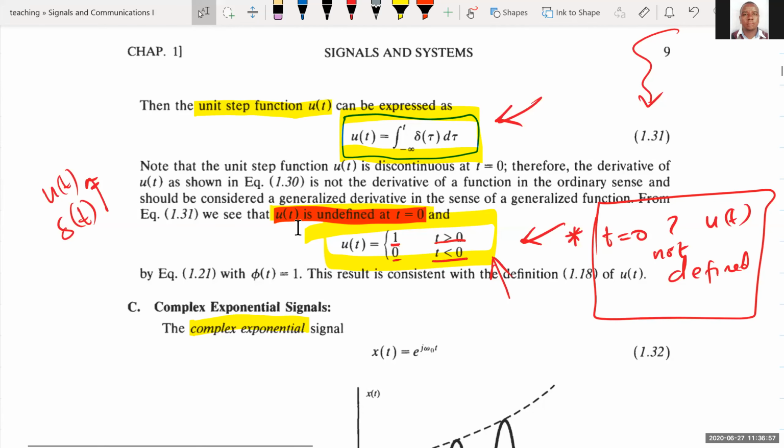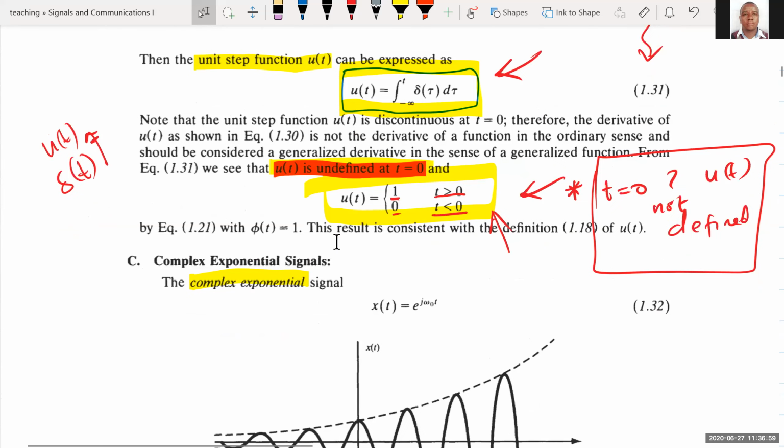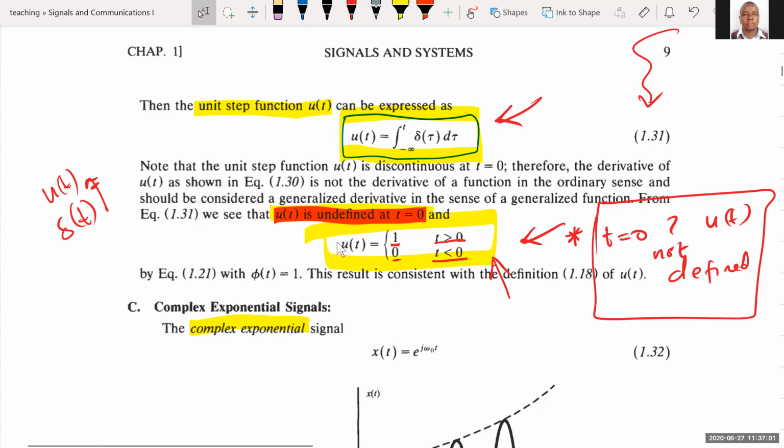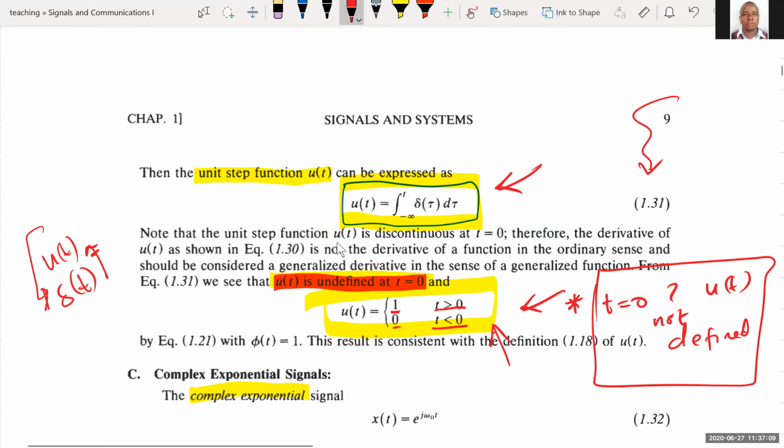So we carry on. We have said that you can show the relationship between these two important functions, the unit step and the unit impulse. The unit step can be expressed as an integral of the unit impulse, as illustrated in equation 1.31. This is the equation that you might need to remember. Otherwise, the derivations are not necessarily very important for me, because they just illustrate the last point, which is this expression here.